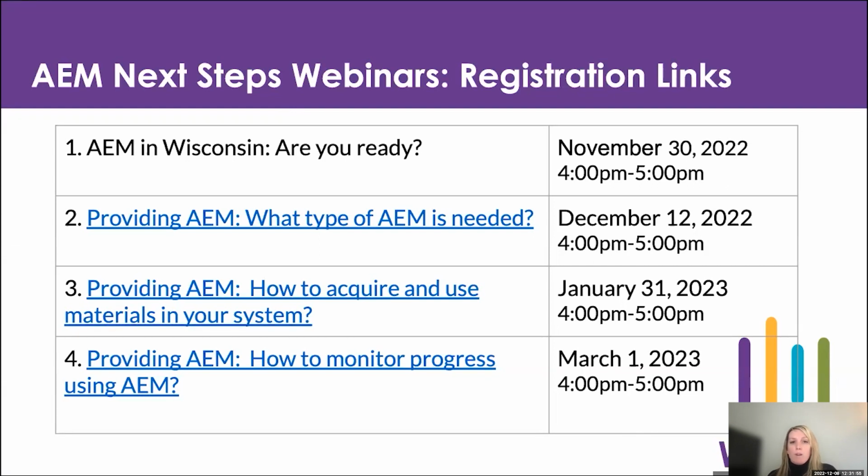In addition to webinar number 2, which we just discussed, we also have webinar number 3, which will take place on January 31st from 4 to 5 p.m. That will focus on how to acquire and use materials in your system when you are providing AIM, really getting into Bookshare, Learning Ally, and looking at it from a systems level. And then on March 1st, we have our 4th AIM webinar, and that will focus on how to monitor progress using AIM.